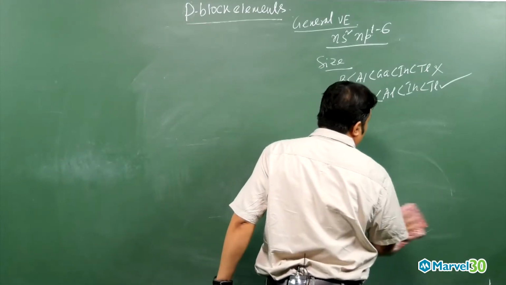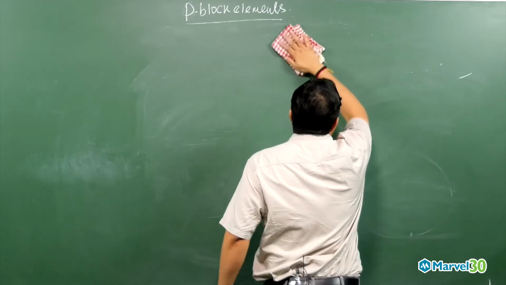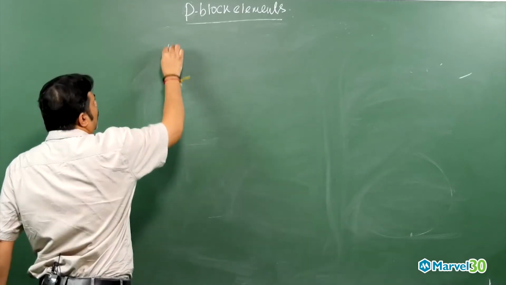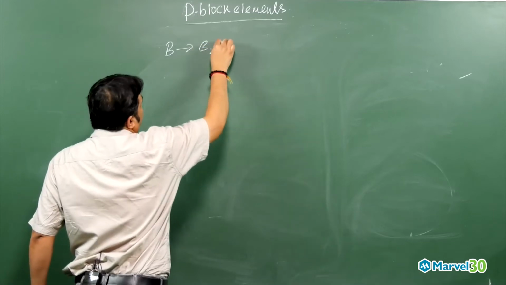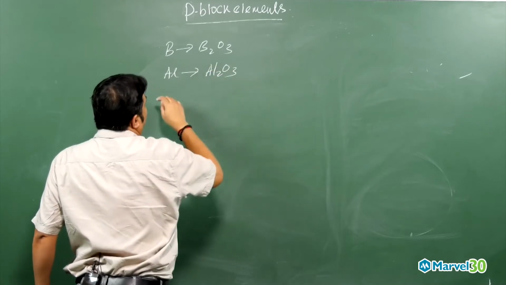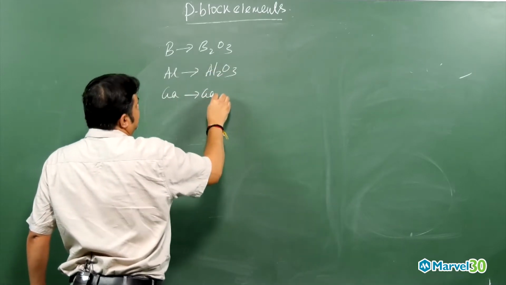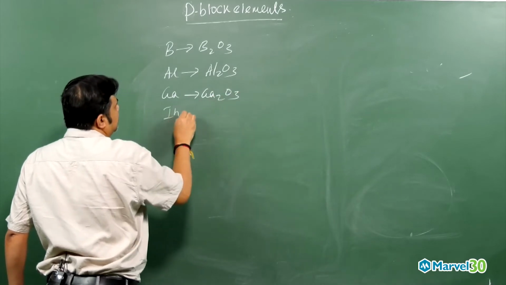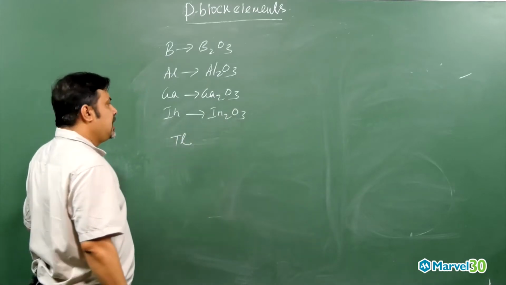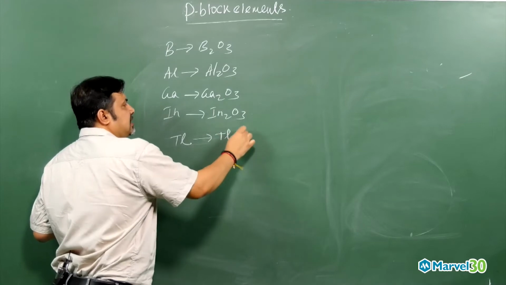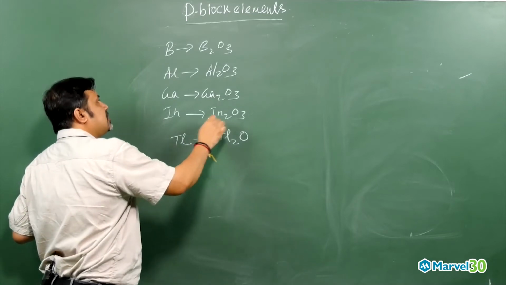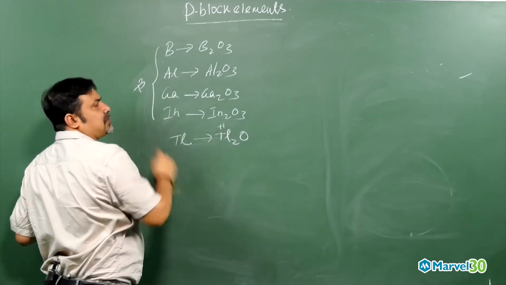Certain compounds, like the oxides, we are going to explain. Boron forms its oxide B2O3, aluminium forms Al2O3, gallium forms Ga2O3, indium forms In2O3. But thallium most of the time forms differently. That means the thallium oxidation state is what? +1 oxidation state. The others show +3 oxidation state.